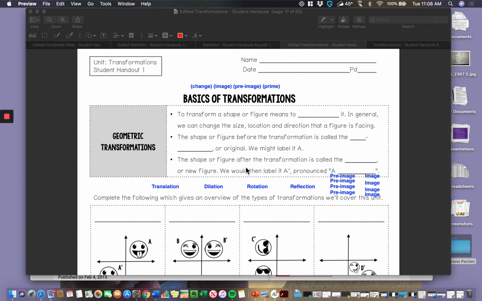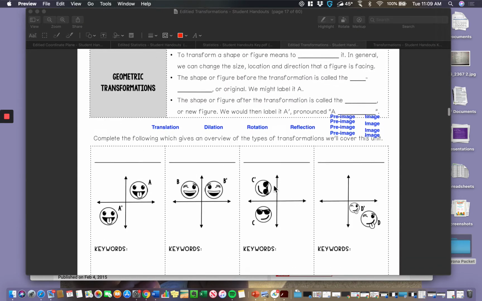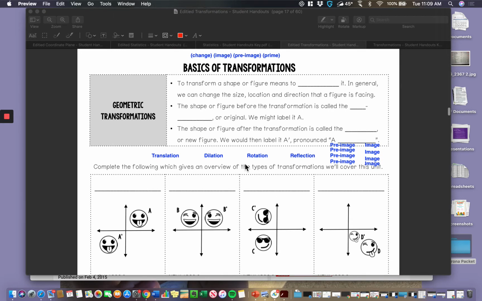Last, the shape or figure after the transformation is called the blank. If this one is the one before, this is going to be the one after. So these two kind of go together. The new figure we would call the image, then label it A, pronounced A prime. I'm going to go ahead and give you that one. So let's move on down. And if you need to pause this at any time or go back, feel free to do that.